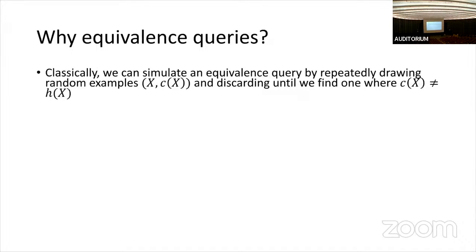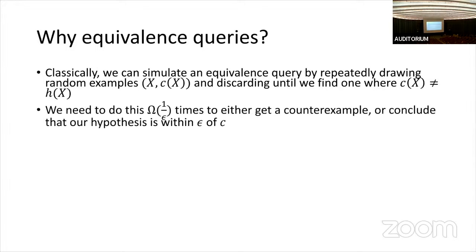Why do we care about equivalence queries? Well, classically, you can simulate an equivalence query with random labeled examples. You have your idea of what the hypothesis is, and you repeatedly draw random labeled examples until you find one that is a counterexample. So you just do rejection sampling, and that will have the correct distribution. You need to do that about 1 over epsilon times to either conclude, yes, I'm within epsilon of the underlying hypothesis, and I can just stop and say what I currently have is good, or I find a counterexample and I can proceed with my algorithm.